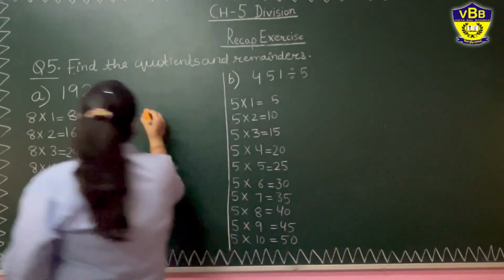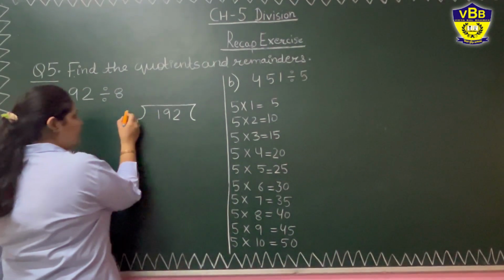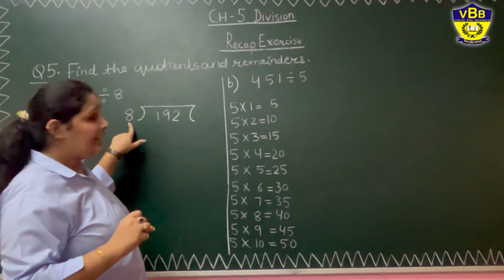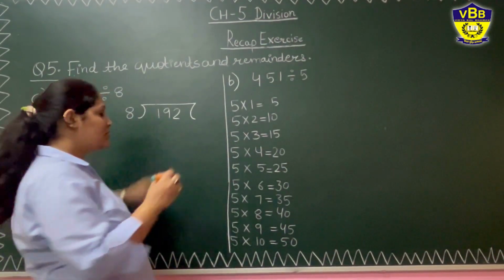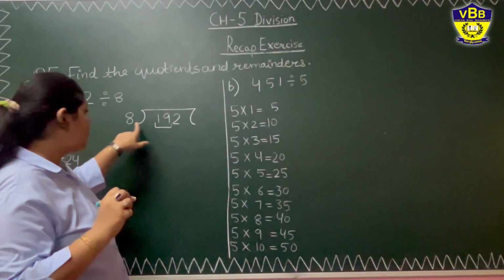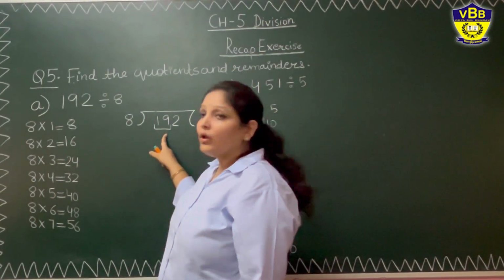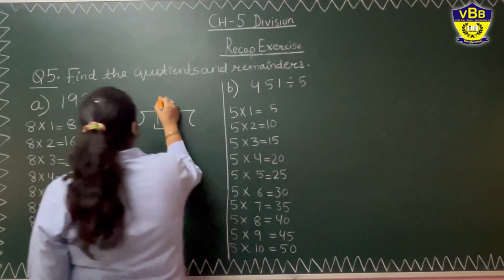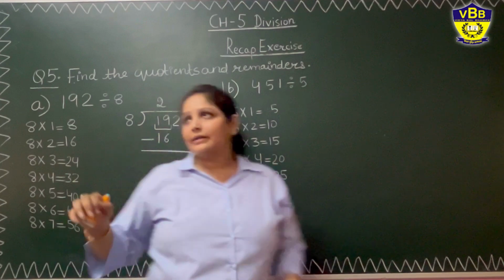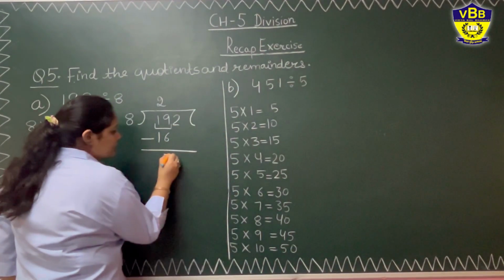Now we will divide this. We will write here the dividend and we will write here the divisor. Now we can see 1 is smaller than 8, so we need to take two numbers. So we will take 19. Now we have to check whether 19 comes in the table of 8 or not. 19 doesn't come in the table of 8, but the smaller number than 19 is 16. 8 multiplied by 2 is 16. Now we need to subtract 16 from 19. So 9 minus 6 is 3.